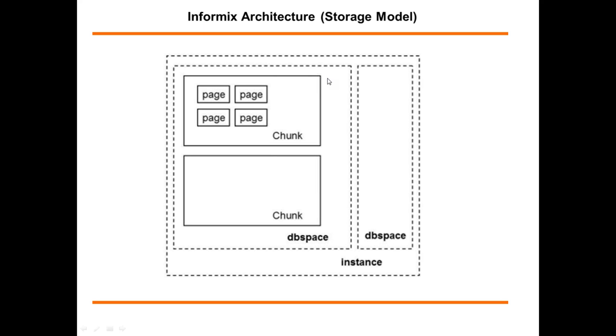So this is what I am talking about. At a high level, I have an instance. The entire instance is stored in the form of dbspaces. A dbspace is a logical thing which has physical chunks within it. Now each chunk is a combination of pages. What is a page? A page is again a logical thing, which is a combination of operating system level physical blocks.